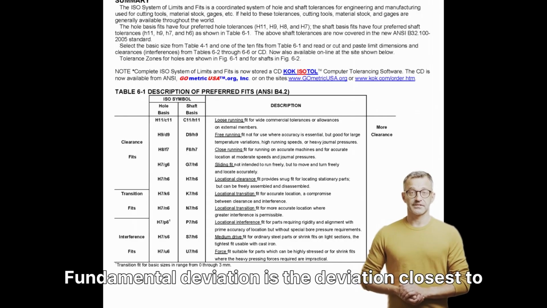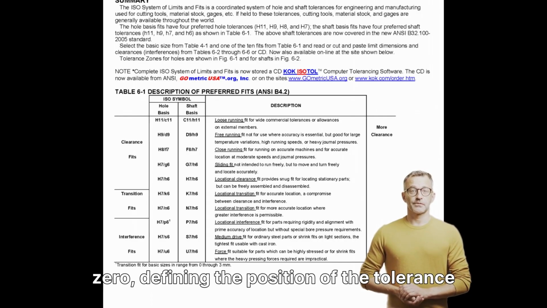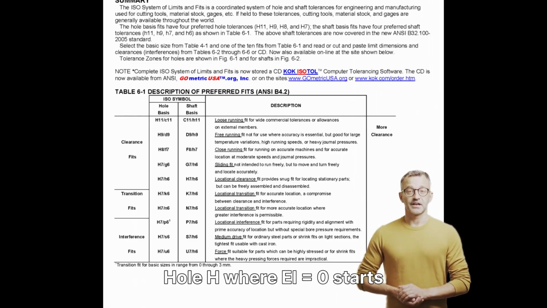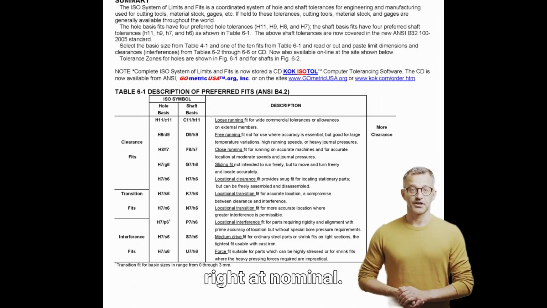Fundamental deviation is the deviation closest to zero, defining the position of the tolerance zone relative to the nominal size, like hole H where EI equals 0 starts right at nominal.